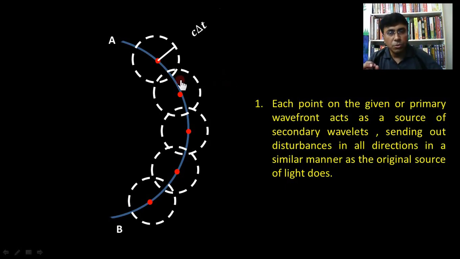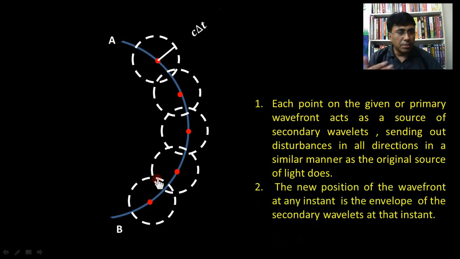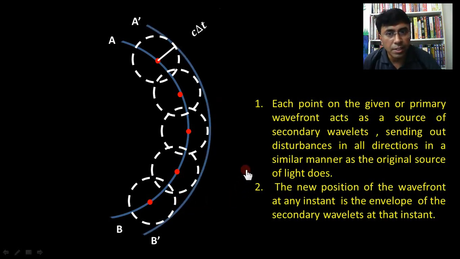That means all these points are acting as a source of secondary wavelets. So these small white spheres which you see over here represent the secondary wavelets. And as per the second assumption, if I envelop all these secondary wavelets with a new surface, say that is A dash B dash, then this A dash B dash will represent the position of the new wavefront after time delta t.